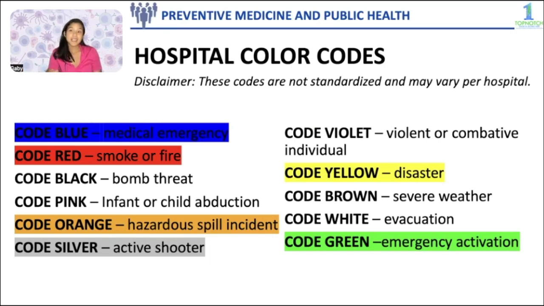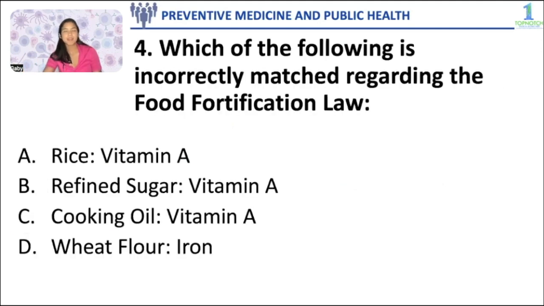Code violet, violent. So you kind of remember it. It's a violent or combative individual. Code yellow, disaster. Code brown, severe weather. Code white, evacuation. And code green, emergency activation. So it's quite difficult to memorize these because we don't really use this in our current hospitals, but they have come out in some of the past boards. So it might be worth going through this at least once or twice before you enter the exam room.